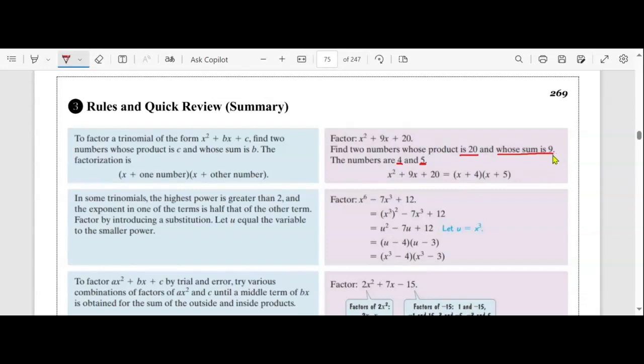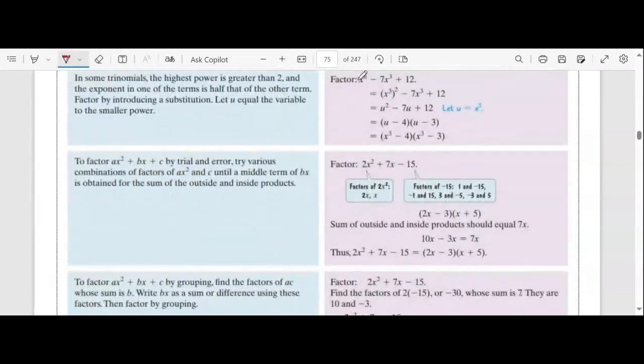Please pay attention. Okay, so here I have (x plus 4)(x plus 5). Is this clear? Second example.